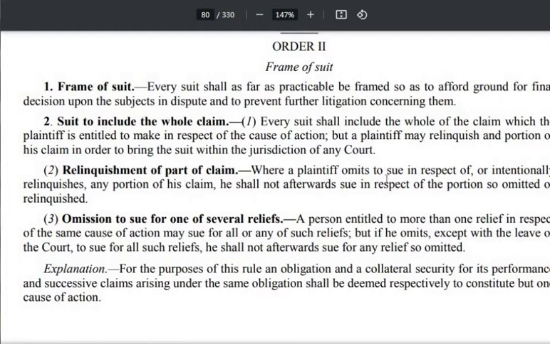But the second clause says, where a plaintiff omits to sue in respect of or intentionally relinquishes any portion of his claim, he shall not afterwards sue in respect of the portion so omitted or relinquished. Now, omitted means generally he has not claimed. Relinquish means he has generally declared that I am not claiming that. It is लगभग वन एंड द सेम थिंग.